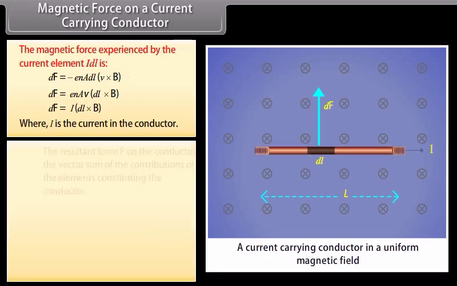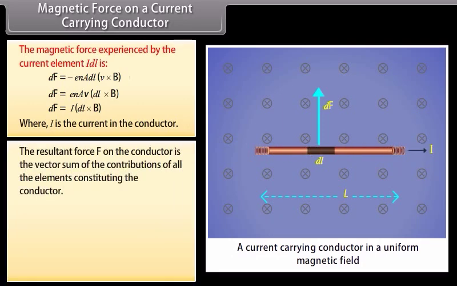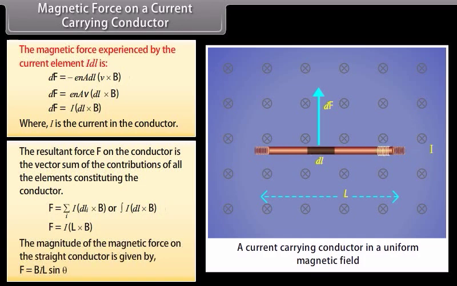The resultant force F on the conductor is the vector sum of the contributions of all the elements constituting the conductor. Now we get the result F is equal to I into cross product of L and B. The magnitude of magnetic force on the straight conductor is given by F is equal to BIL sin theta.